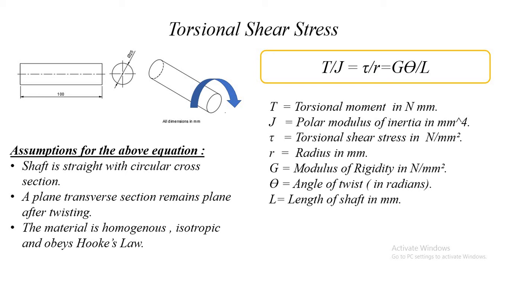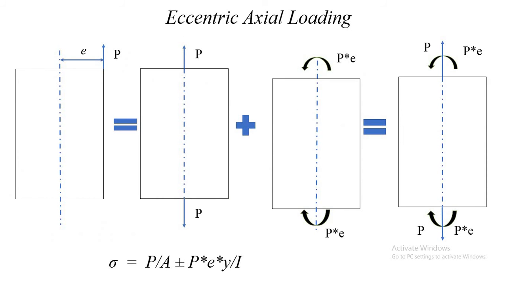The assumptions for the above equation are shaft is straight with circular cross section. A plane transverse section remains plane after twisting. Material is homogeneous, isotropic and obeys Hooke's law.